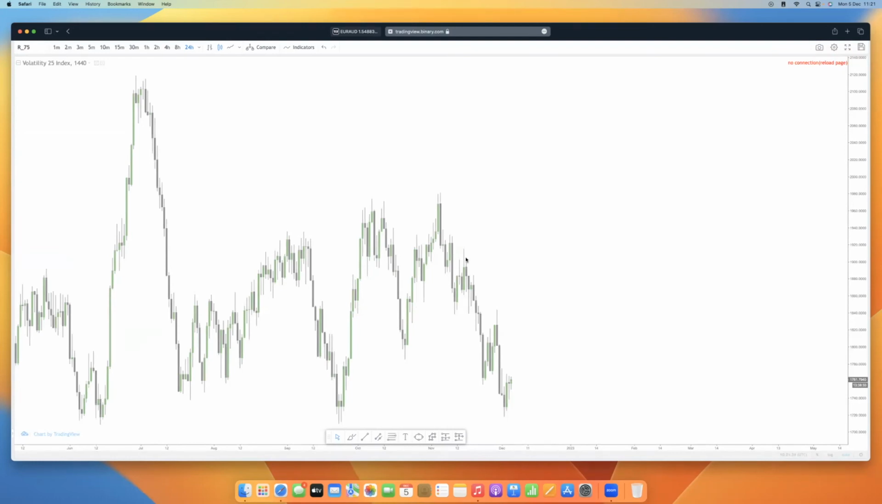Step index. Step index has been selling for a very, very long time.